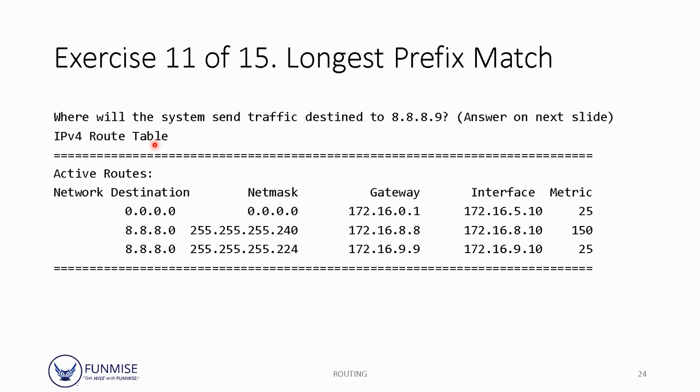Exercise 11. Where will the system send traffic destined to 8.8.8.9? Answer on the next slide. Okay, here again, we have an opportunity to send some traffic to a particular network. We have this route here. And you see we have gateways, interface, and metrics, and we have network, subnet mask, and this network here. We're going to here, and this metric, you know, whatever. I believe earlier we did explain that the lower metric was better. But let's see what really happens.